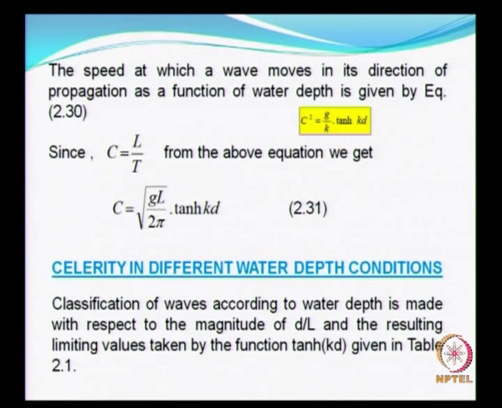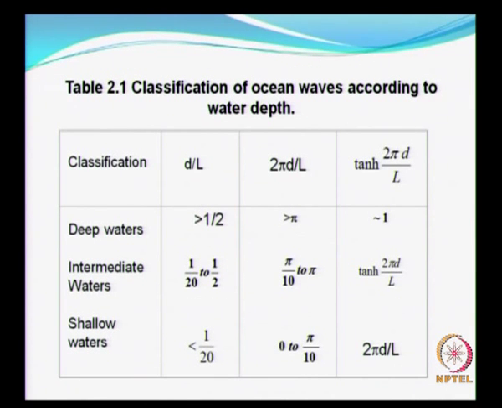So now let us examine the variation of the celerity in different water depth conditions. We can consider this by examining the function tan hyperbolic of kd, as you can see in this table. When d by L, in the second column, is greater than half, we call this deep water conditions, under which kd, or 2 pi d by L, will be greater than pi, whereas tan hyperbolic kd will be approximately equal to 1.